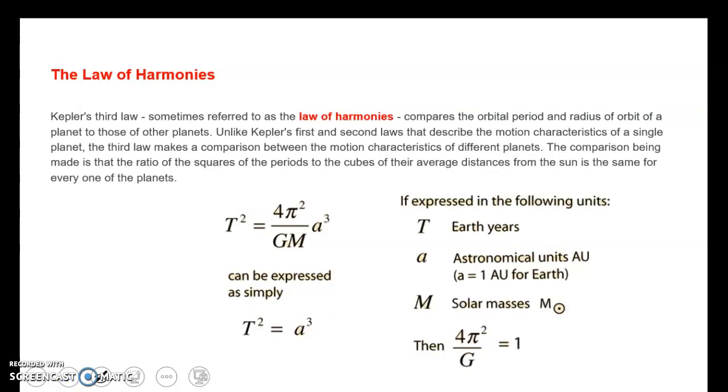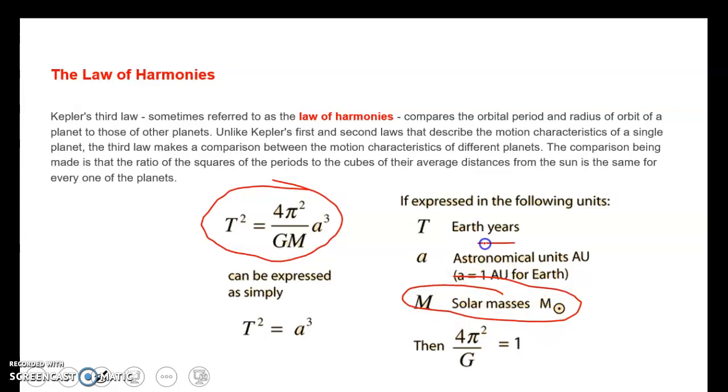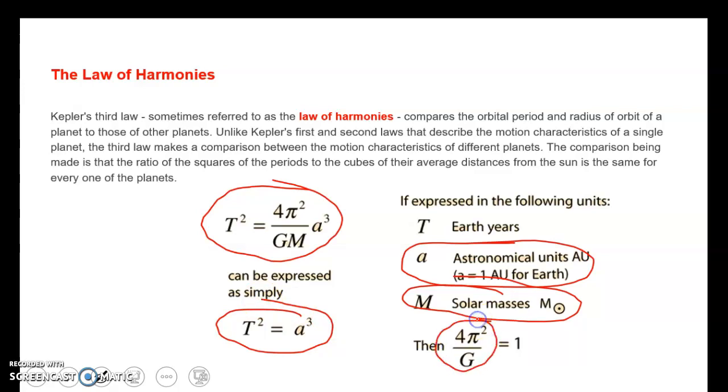And then the law of harmonies. It compares the orbital period and radius of the orbit of planets. Essentially, the time period squared is equal to 4 pi squared over G, the gravitational constant, times M, the mass of the Sun, times a, astronomical units, cubed. I'll give an example of how to use this equation and what it all means. But for this, we just assume that 4 pi squared over G is equal to 1, which will be beneficial. That's why we use this as the main equation.